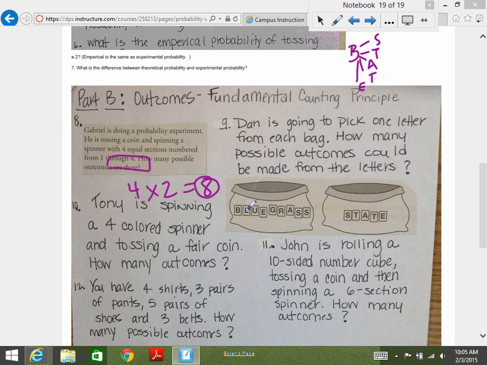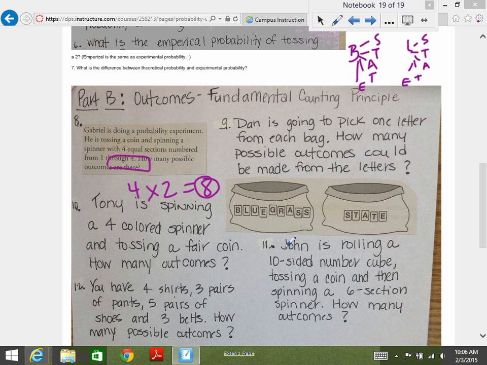Then I have to do L next. L, I could pair it with an S, a T, an A, a T, and an E. Now I have to do U next. Want to keep going? No, too long.